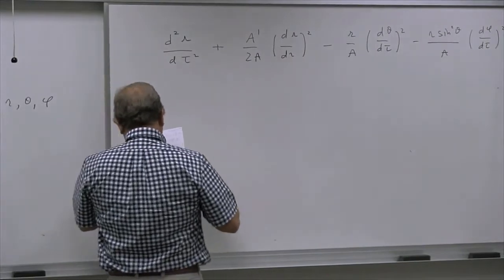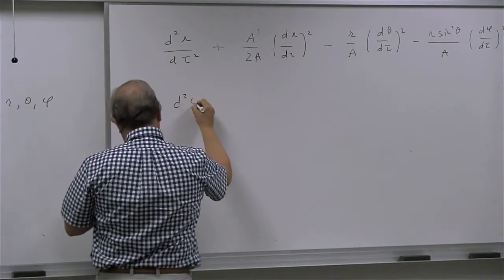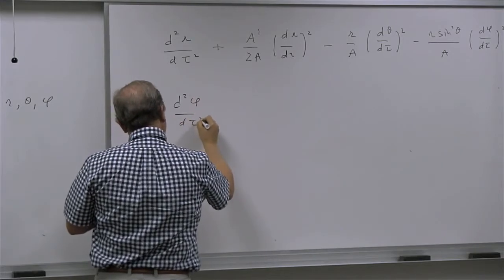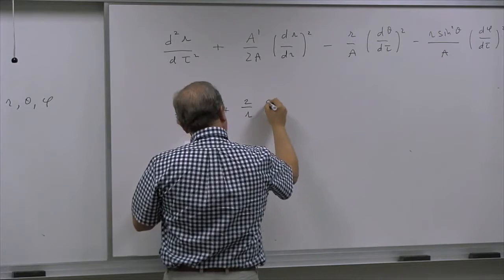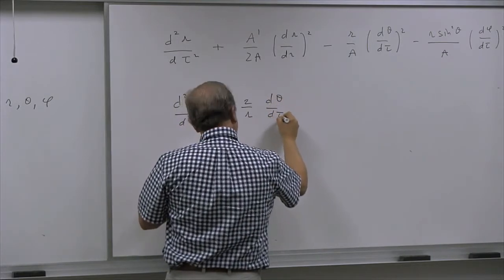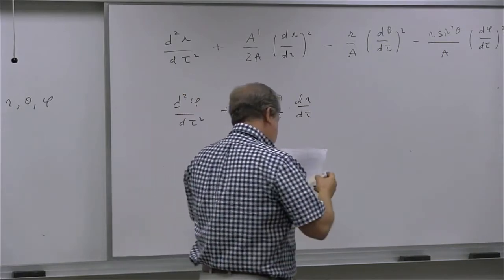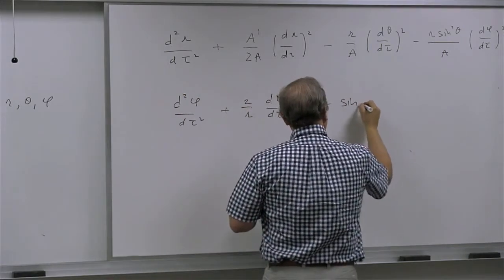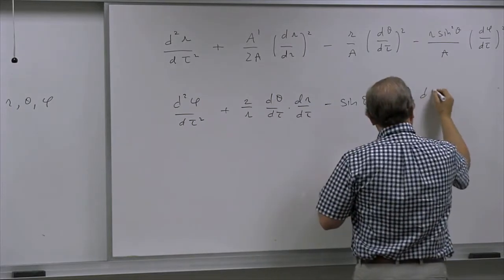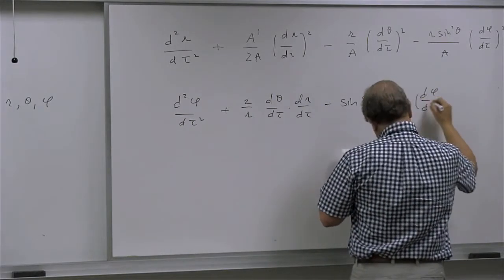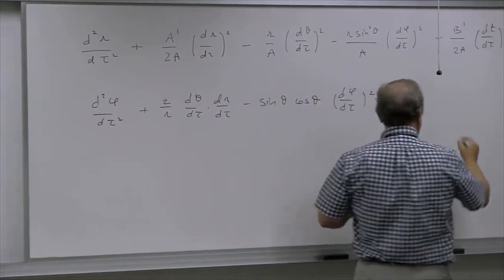Then we have the theta equation. So second derivative of theta with respect to tau plus 2 over r d theta by d tau dr by d tau minus sine theta cos theta (d phi by d tau) squared is equal to 0. So this is the theta equation.